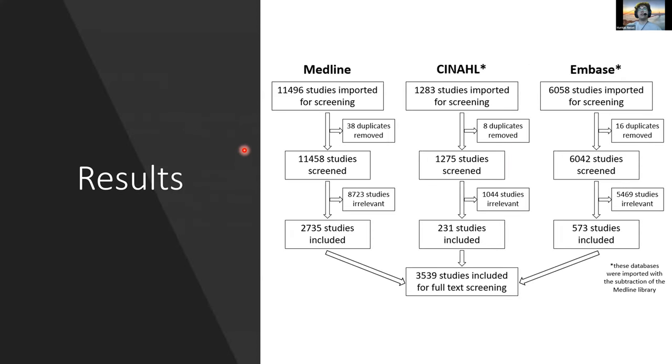This PRISMA diagram shows our screening results. Of the approximate 19,000 articles we started with, only about 3,500 will be going through to full text screening and resultant labeling.